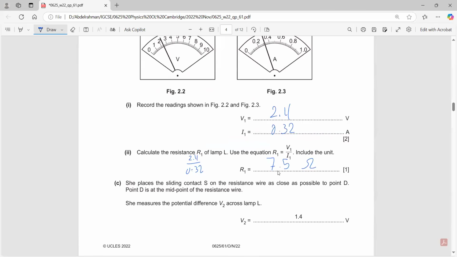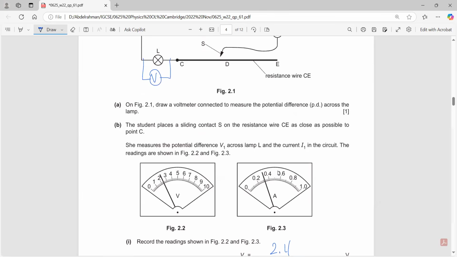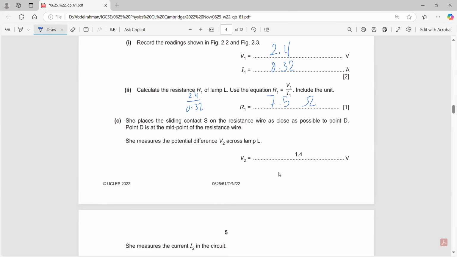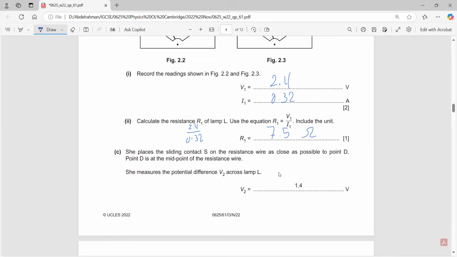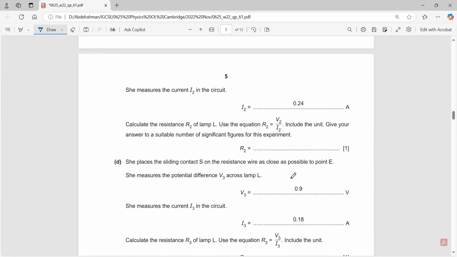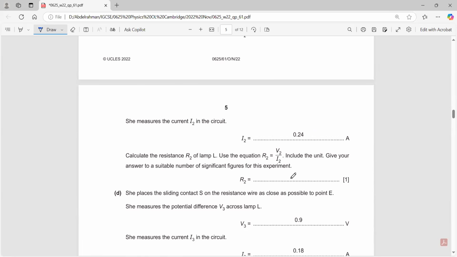She places the sliding contact S on the resistance wire as close as possible to point D. She measures the potential difference V2. So V1 was 2.4, V2 was 1.4, I2 was 0.24. Can I find R2? Yes. 1.4 divided by 0.24 gives you a resistance of 5.83. 5.8, again, the unit is ohms.